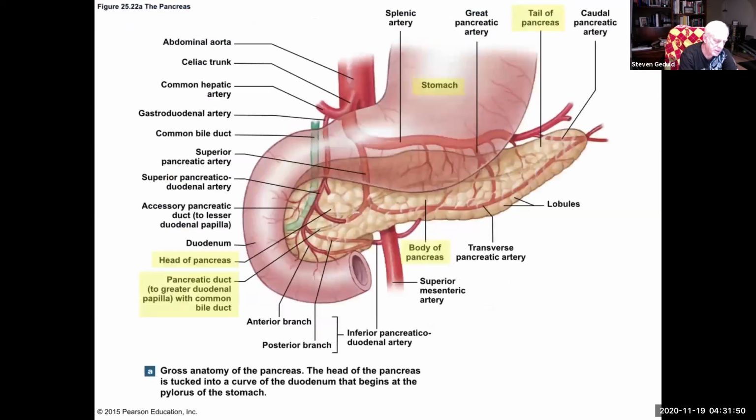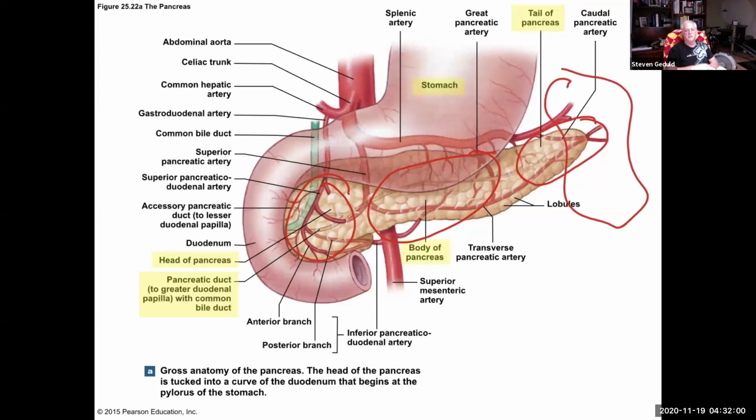Okay, so here's the pancreas. Here's the head of the pancreas. Here's the body. And here's the tail. The spleen's located right here. This is your spleen. So you have a head, a body, and a tail for your pancreas. Okay, so the pancreatic duct allows the enzymes to flow out of there into the duodenum of the small intestine.